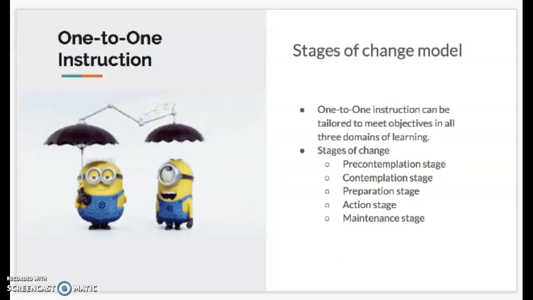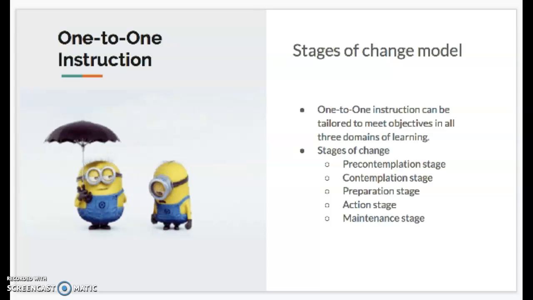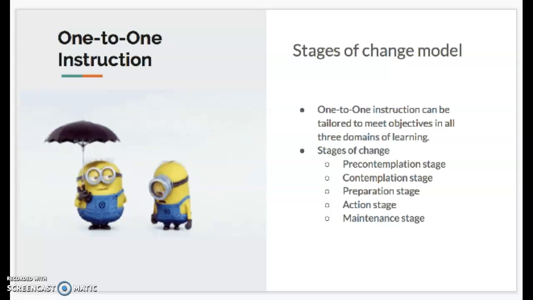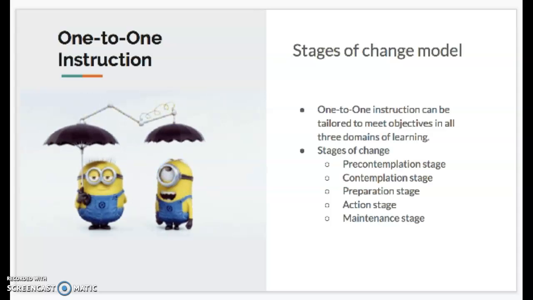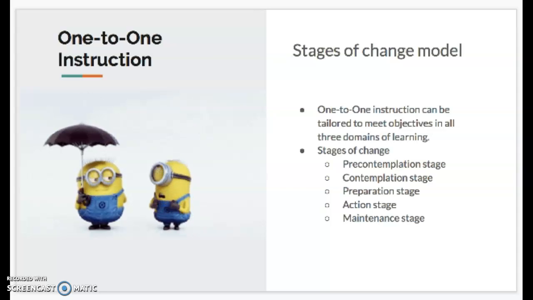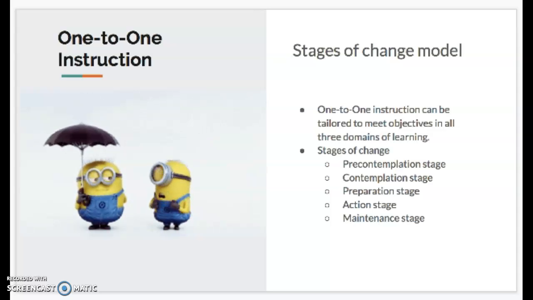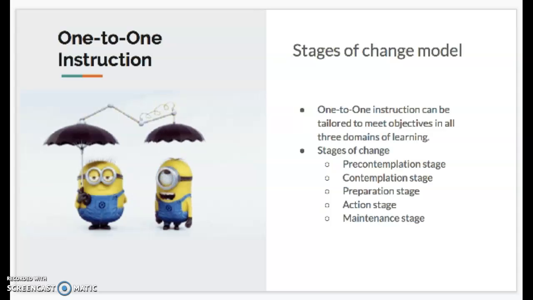One-to-one instruction. One-on-one instruction can be broken down and tailored to meet objectives in all three domains of learning. The stages of change as they pertain to one-on-one instruction are the pre-contemplation stage, the contemplation stage, the preparation stage, the action stage, and the maintenance stage. I'm going to elaborate more on this in a few moments. The three domains tailored to meet objectives include affective, cognitive, and psychomotor.